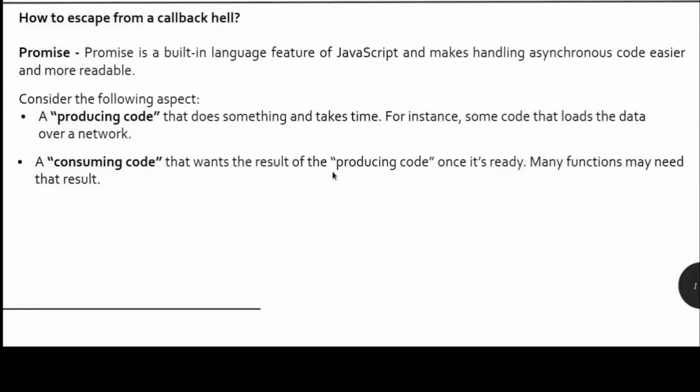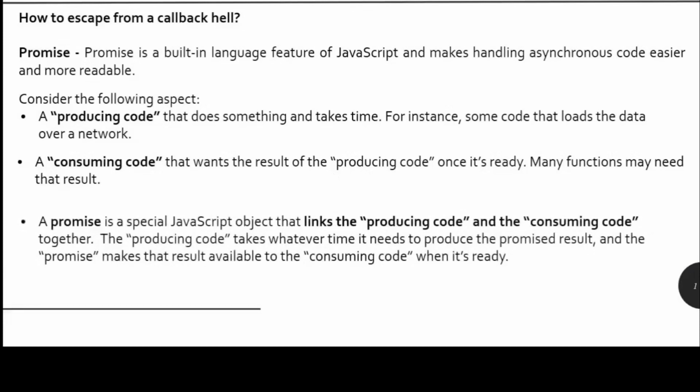So in a nutshell, there are two types of code, producing and consuming. A promise is a special JavaScript object that links the producing code and the consuming code together.